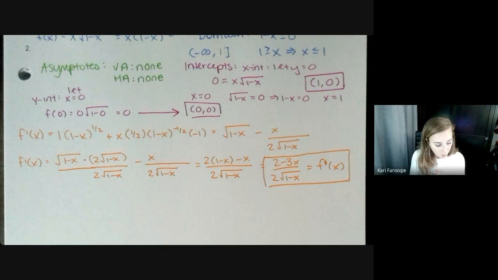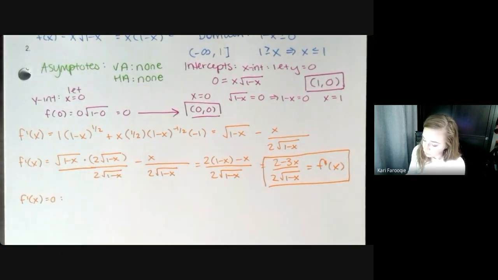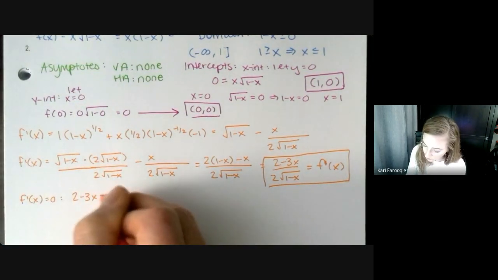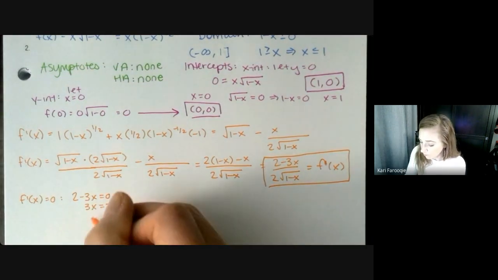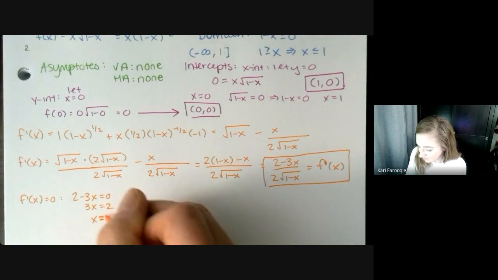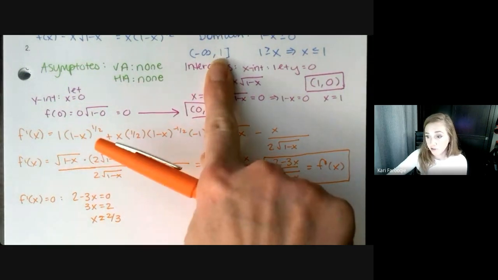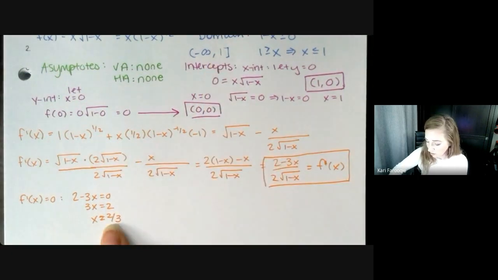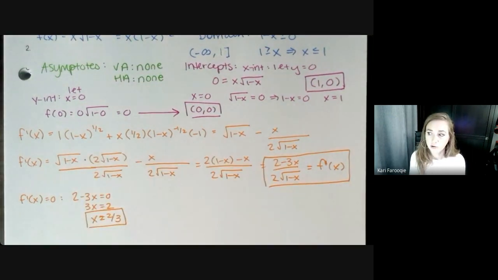So we're looking for places where the first derivative either equals 0 or does not exist. F prime of x equals 0 when 2 minus 3x equals 0. And that means when 3x equals 2 and x equals 2/3. And then you're going to ask yourself every time with these, wait a second, is this in the domain? Yes, 2/3 is less than 1. This is in the domain. This is going to be a critical number. Put a box around it.